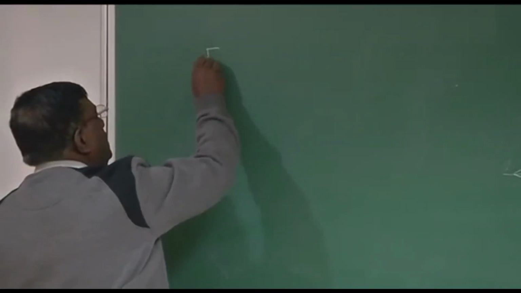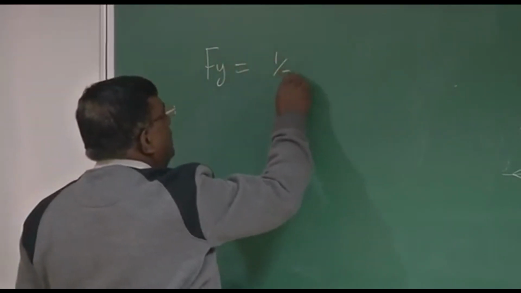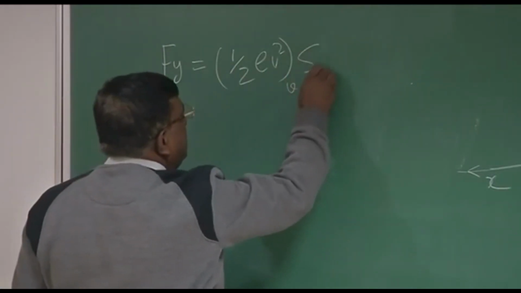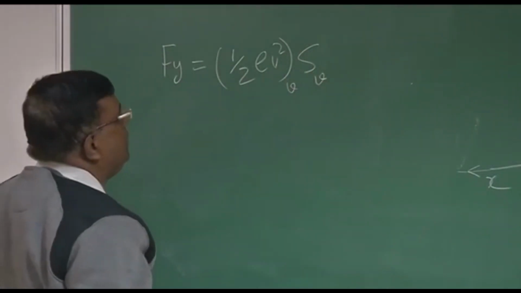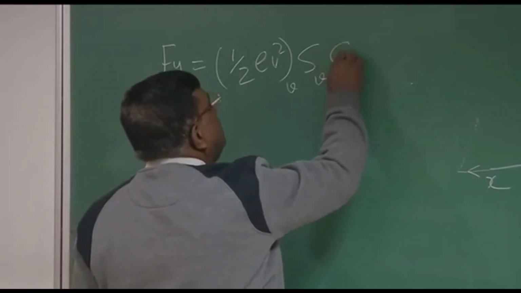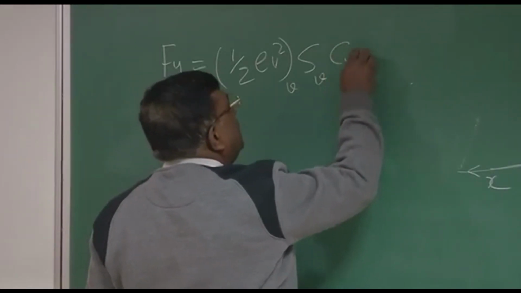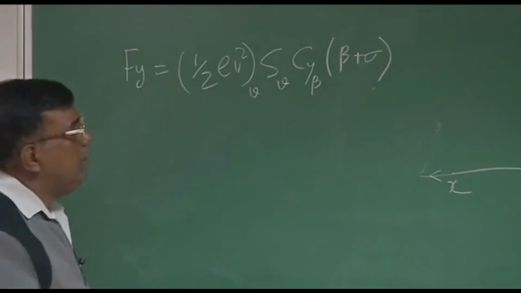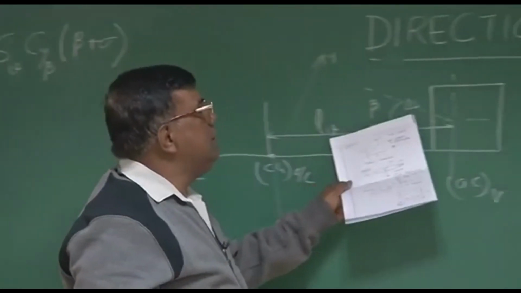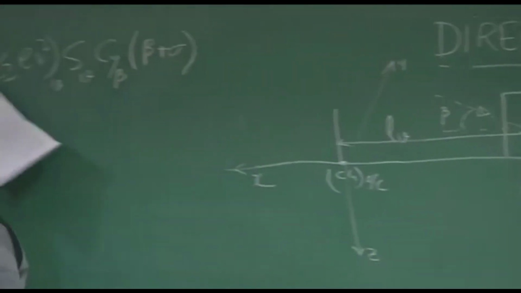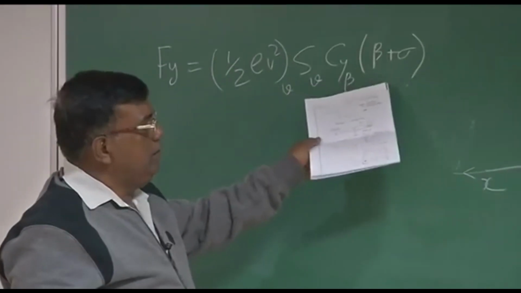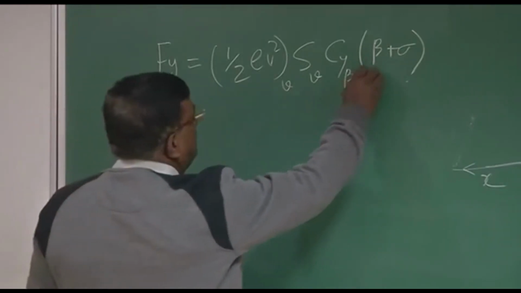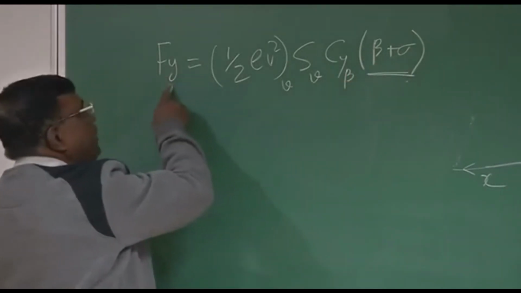So the Fy will be equal to half rho v square at the vertical tail, S vertical tail, into Cy beta into beta plus sigma, right? Because of sidewash, the angle seen is beta plus sigma. So the force will be half rho v square Sb Cy beta into beta plus sigma. But note down, we have agreed that for a positive beta, the Fy should be negative.